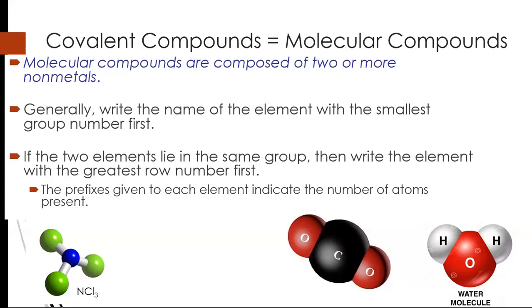And what we want to do is look for whichever one has the smallest group number. So we're kind of looking at who's going to be the most like a metal. The one farthest to the left is normally what we start with. Now, if they end up in the same group, then we write the element with the greatest row number, the one farthest down, first. So most like a metal is really what we're going for. So if we have carbon and oxygen together, carbon is in group 4A, oxygen is in group 6A, and so we start by writing out the carbon first.